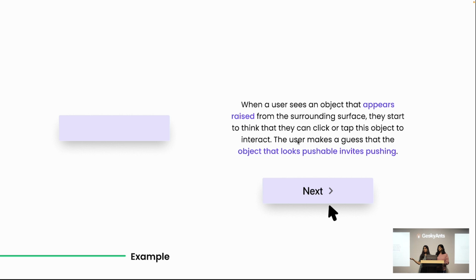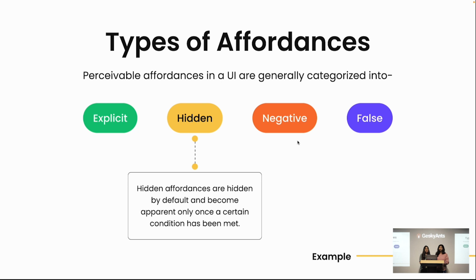In our physical world, if anything is raised, we assume that it is pushable. We can push. That is why when we design a button, we often add a shadow, or some other way through which we make it look like it invites pushing. So here, the next button feels like I just have to click next to go next. It's a button. It allows push.